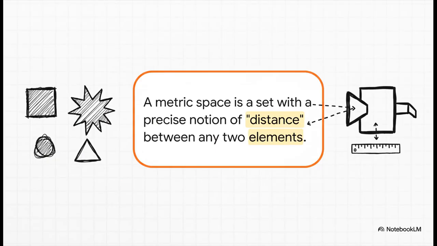At its core, a metric space is actually pretty simple. It's just a collection of things, any kind of things, and a function that tells us precisely how far apart any two of them are. We call this formal idea of distance a metric, and as you're about to see, it has to play by a very strict but really logical set of rules.